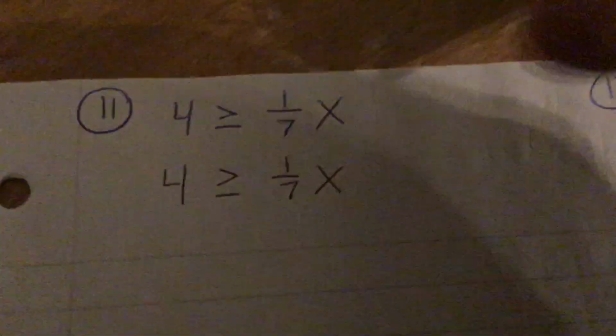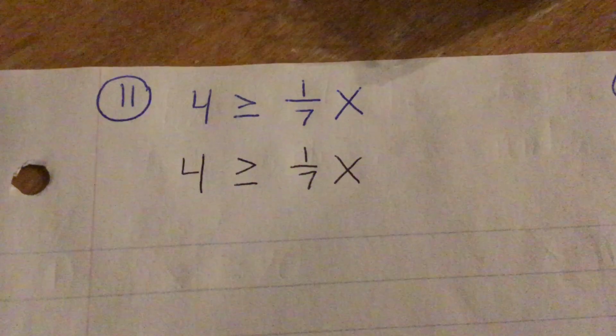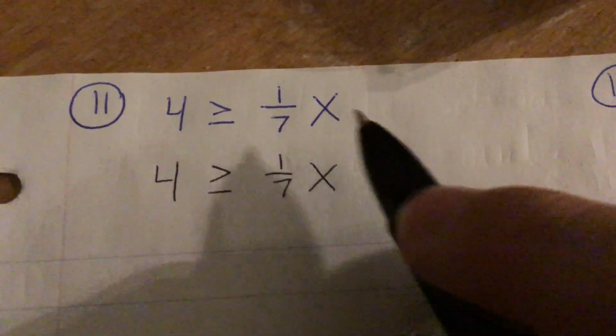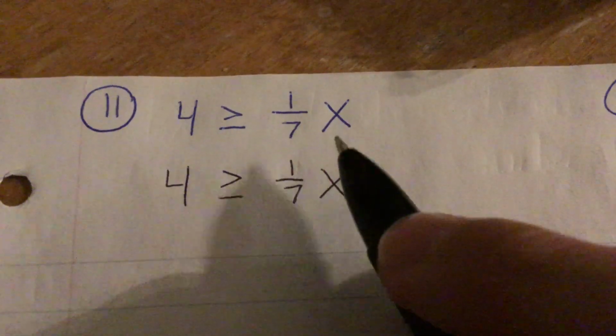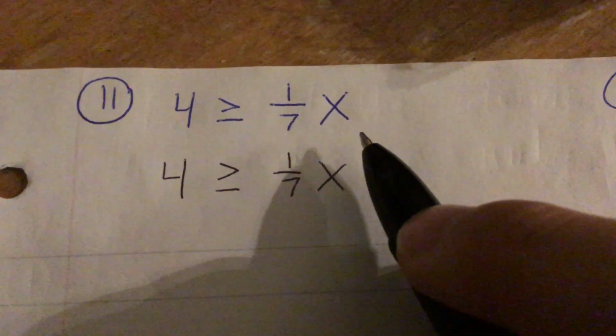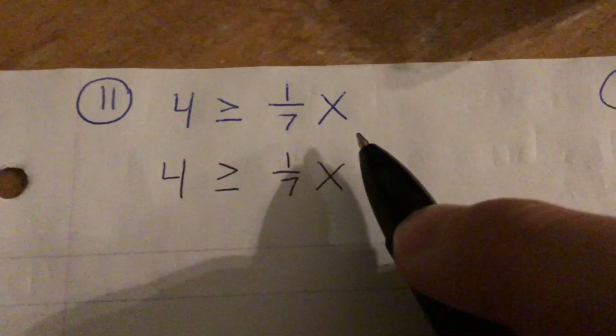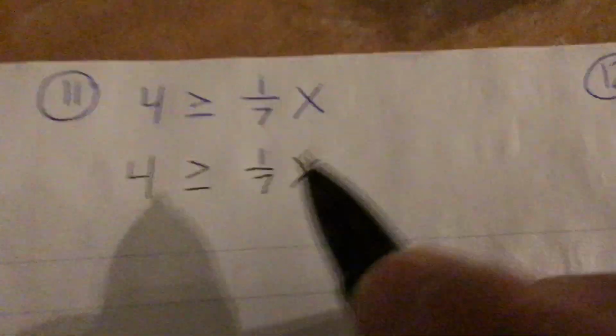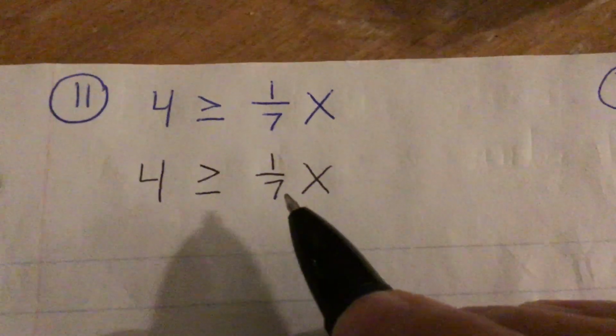So for the sake of argument, this is the first problem. 4 is greater than or equal to 1/7 of x. So in this case, the x is on the other side of the problem. I'm just going to give you 10 problems today, just to ease your anxiety, when x is on the other side of the problem. Fear not, we're trying to isolate the x.